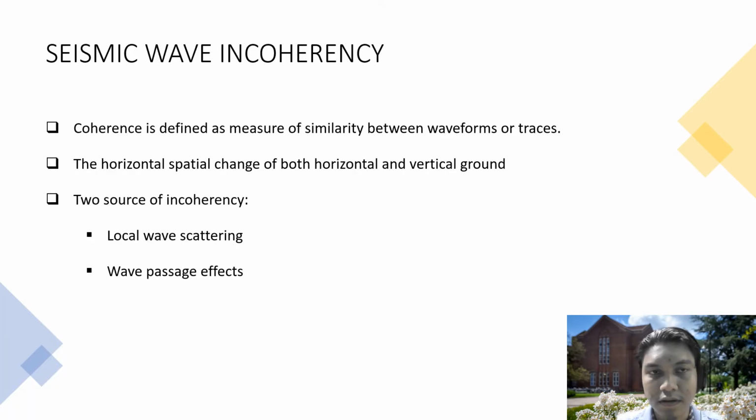Start off with the seismic wave incoherency. Coherence is defined as a measure of similarity between the waveform or trace, while the incoherency is known as the horizontal spatial sharing of both horizontal and vertical ground. There are two sources of incoherency that we can see. The first one is the local wave scattering. This is due to the spatial variation from scattering of wave caused by the heterogeneous nature of soil or rock along the propagation path of the incident wave field.